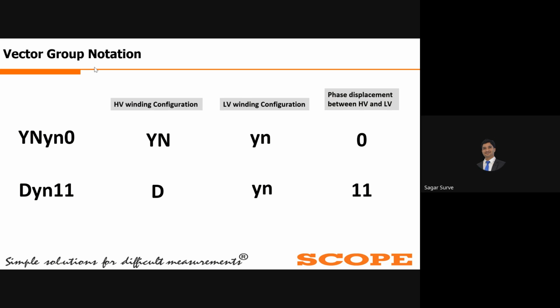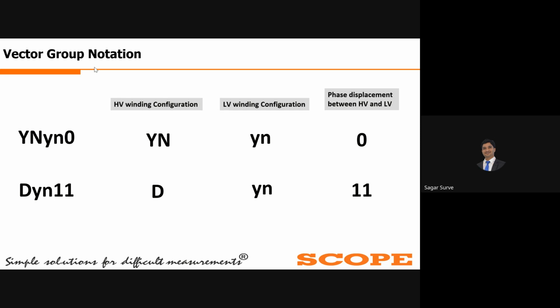Similarly, another common vector group is Dyn11, which is most widely observed in distribution transformers. Here D is in uppercase, capital letters, so D indicates delta. That means the HV winding is in delta, and y and n are in small letters. That means the LV is star with neutral, and 11 is the phase displacement between the HV and LV winding.